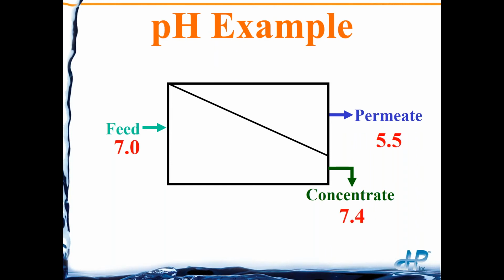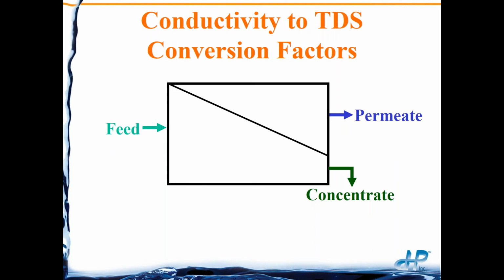Because of CO2 going through the membrane, you'll see that permeate pH is going to be lower in almost all waters than the feed, and the concentrate will have a little higher pH, and that's due to CO2 going through the membrane.